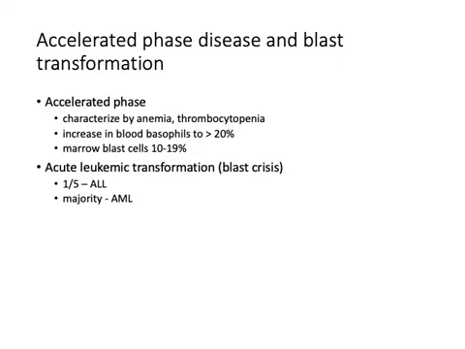Now, despite the availability of TKI, some patients will enter the accelerated phase of the disease and eventually terminate in blast transformation. Accelerated phase is characterized by anemia, thrombocytopenia, increase in blood basophils to 20%, and marrow blast cells of about 10 to 19%. Eventually, these patients will terminate in acute leukemia, the majority of which are AML, but some, about one-fifth, will terminate in ALL.